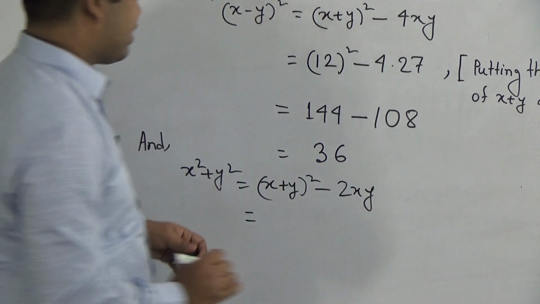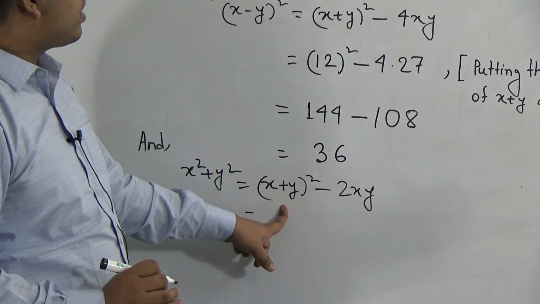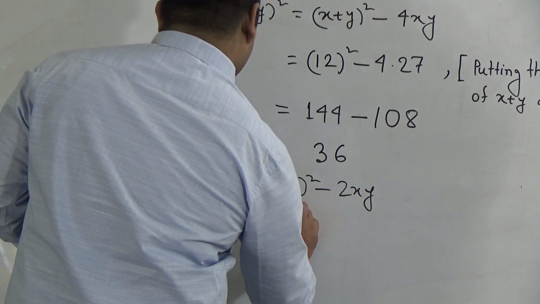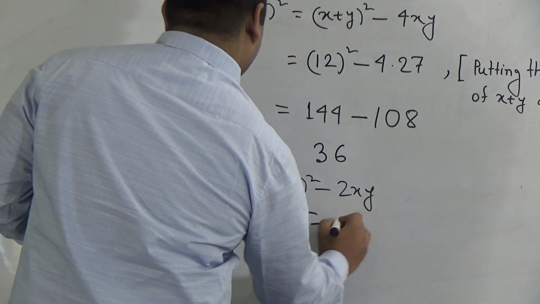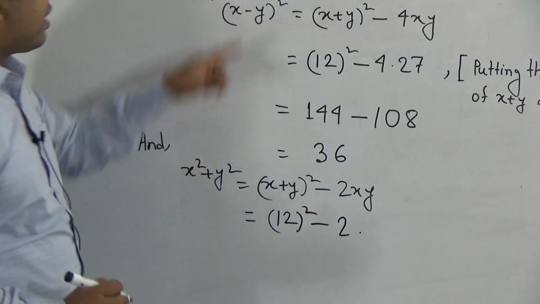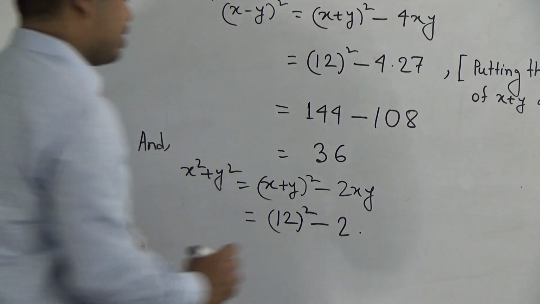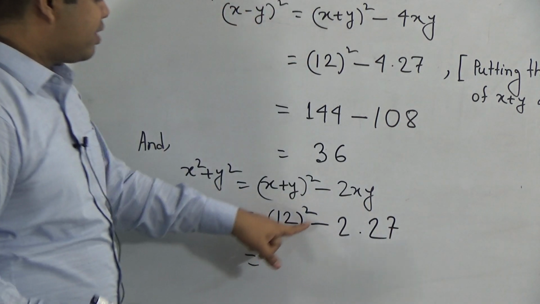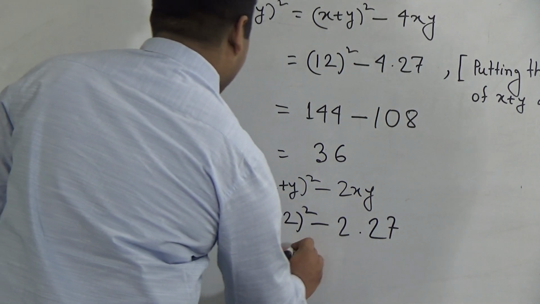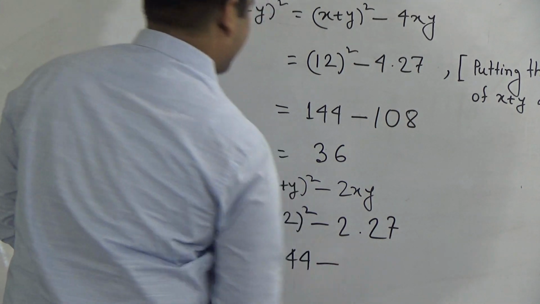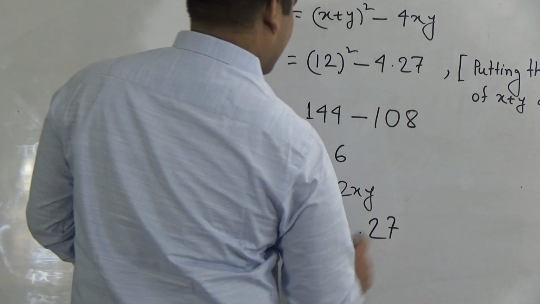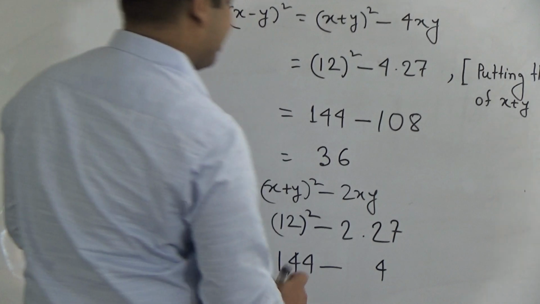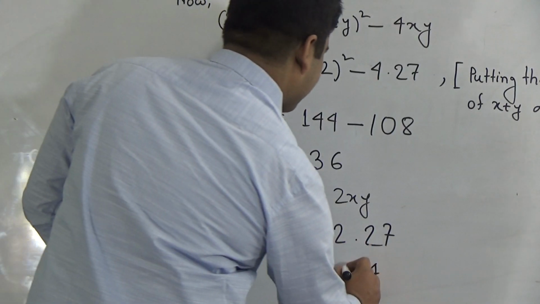Now we put the value of x plus y. What is the value of x plus y? It is 12. Now we write here 12 square minus 2 into what is the value of xy? The value of xy is 27. Now 12 square, that means 144 minus 2 times 27: 7 twos are 14, carrying 1, 2 twos are 4 and 1 is 5, so 54.